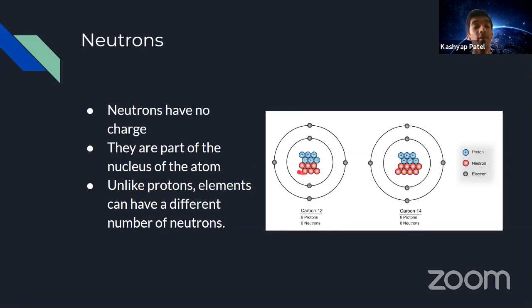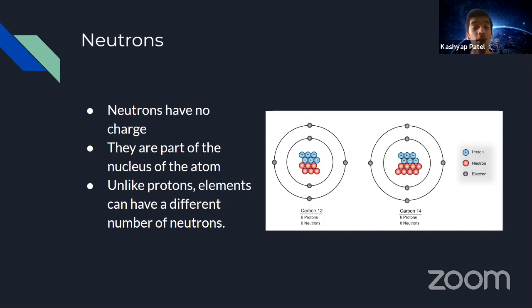They don't have any charge, and unlike protons, where if there are 6 protons, that means it's carbon, a carbon atom does not need to have 6 neutrons. It can have 7 neutrons or 5 neutrons and still be a carbon atom.